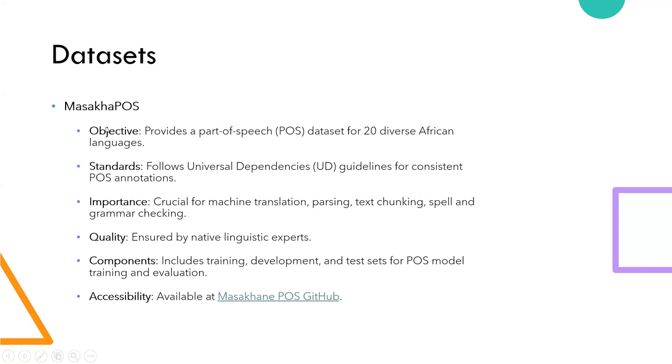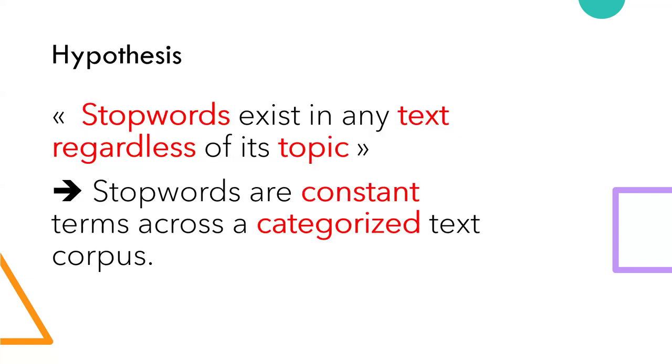The third database is MasakhaPOS. It provides a part-of-speech database for 20 diverse African languages, and it follows Universal Dependencies guidelines for consistent part-of-speech annotations. Our hypothesis here is that stopwords exist in any text regardless of its topic, and stopwords are constant terms across a categorized text corpus.